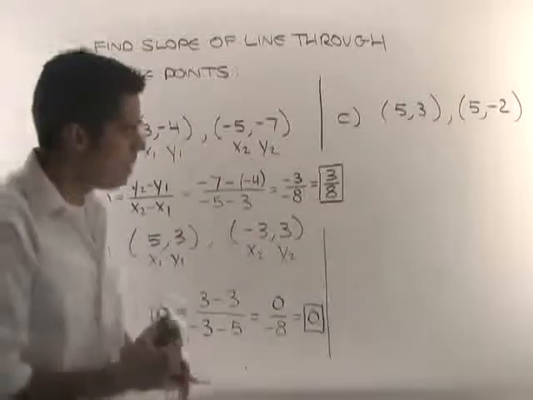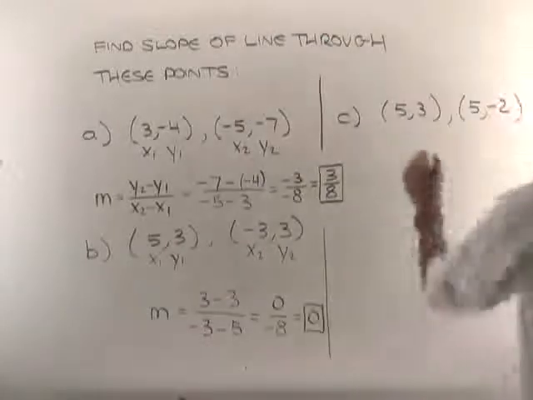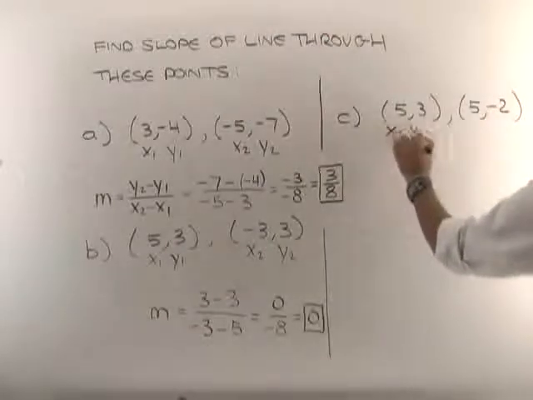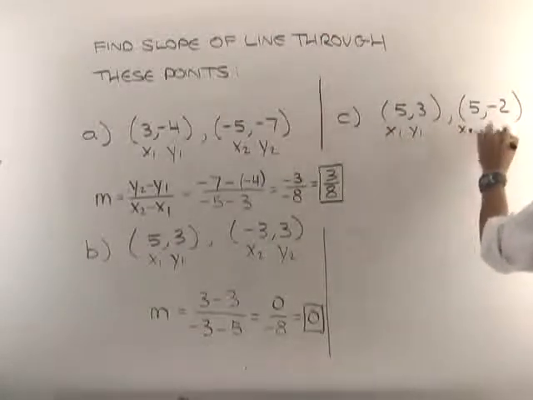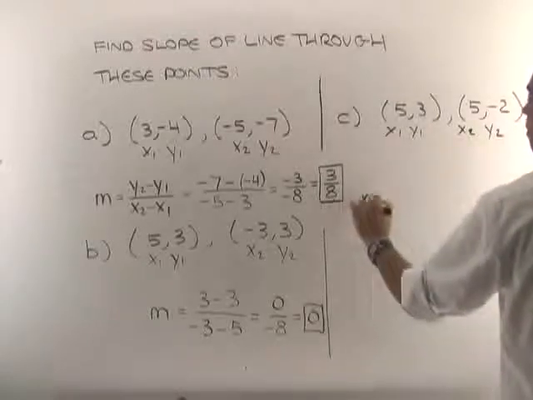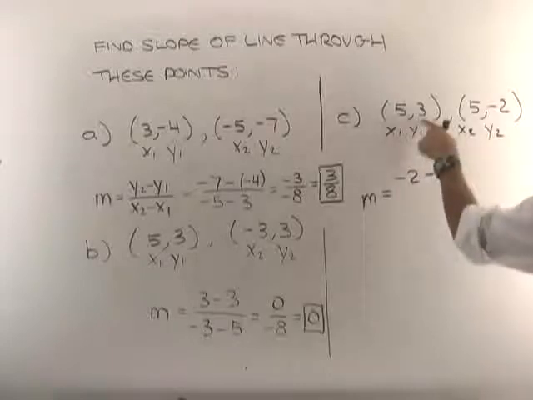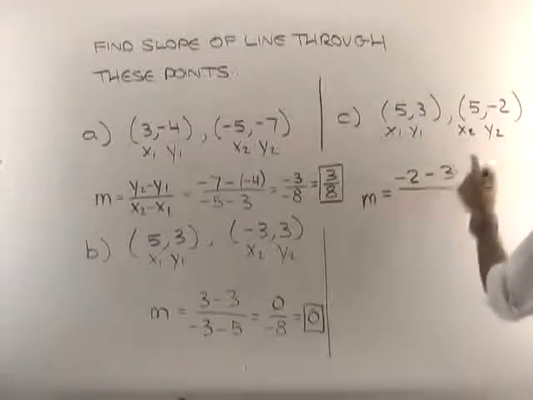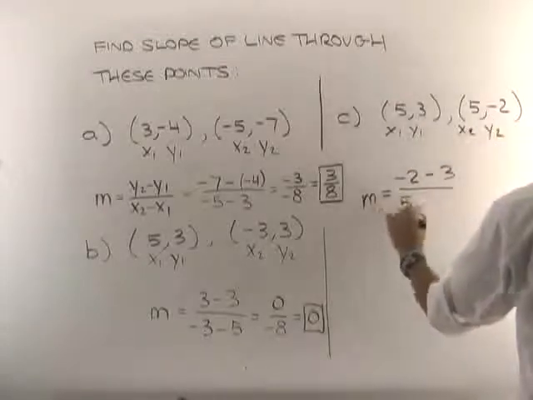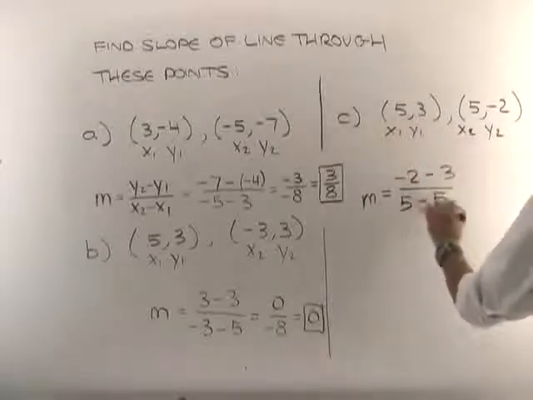slope of 0. And then over here, this problem, again, we'll label x1, y1, x2, y2. I'll use my slope formula. So y2 is negative 2 minus y1, which is 3, over x2, which is 5, minus x1, which is 5.